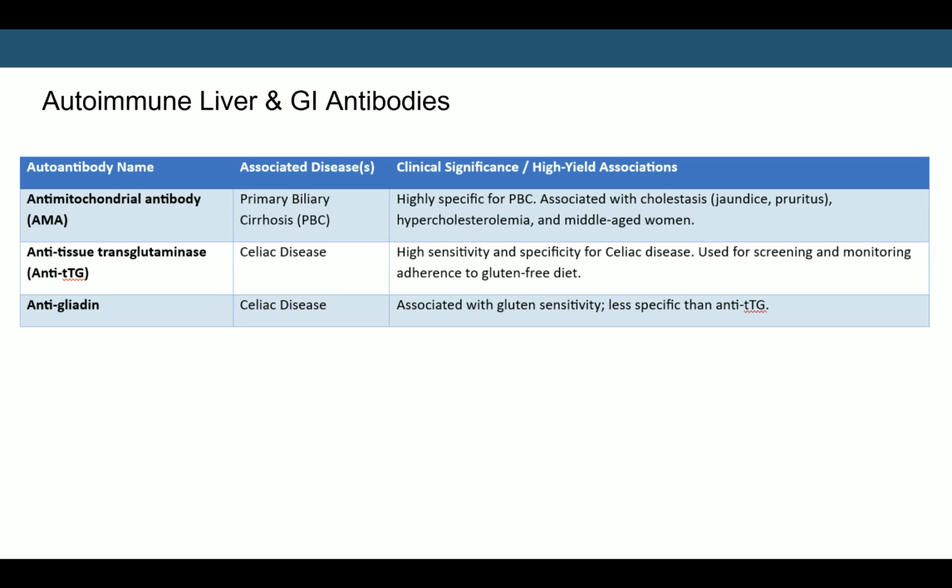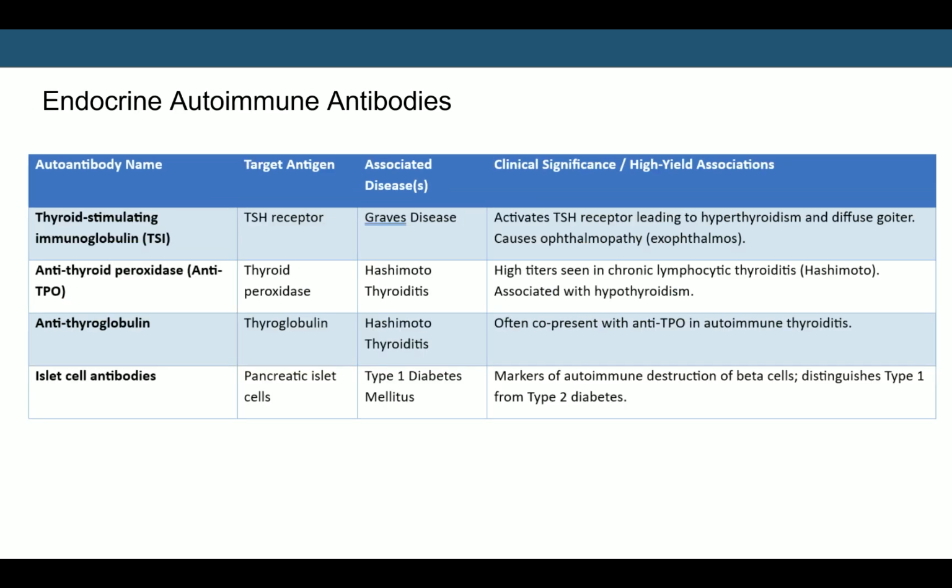So in celiac disease you have an allergy to gluten, and you have to eat a gluten-free diet. So anti-tissue transglutaminase: "glute" should help you remember that you have to eat a gluten-free diet because you have an allergy to gluten. And anti-gliadin is basically the same as anti-tissue transglutaminase. It's just another antibody that we discovered. It's associated with gluten sensitivity, but it's less specific than anti-tissue transglutaminase.